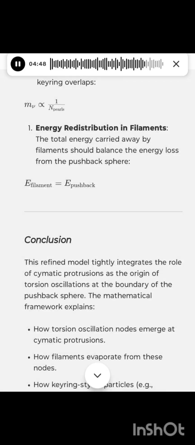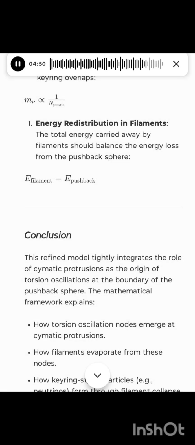4. Energy redistribution in filaments. The total energy carried away by filaments should balance the energy loss from the pushback sphere. E_filament equals E_pushback.